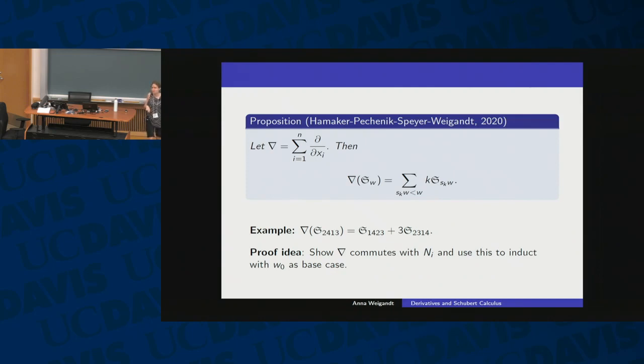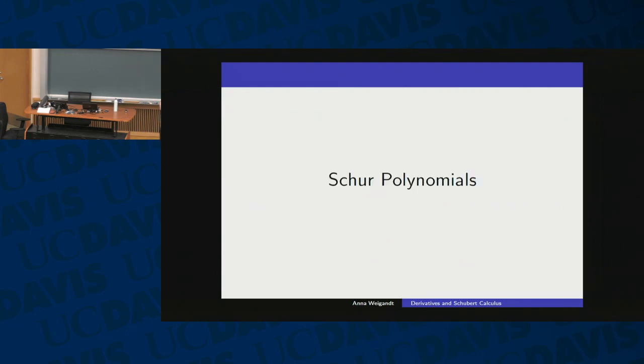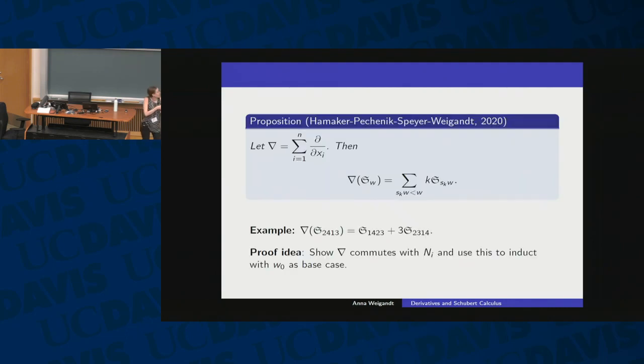The rule is, if you add up all of your partial derivatives and you apply them to a Schubert polynomial, you get a sum over left weak order covers. So you're looking at all the ways you can multiply by a simple reflection on the left and step down in the left weak Bruhat order. And then whenever you take that step down, you just get a coefficient of a k out front as sort of the price you paid for stepping down. And that's the formula. The proof idea is very simple.